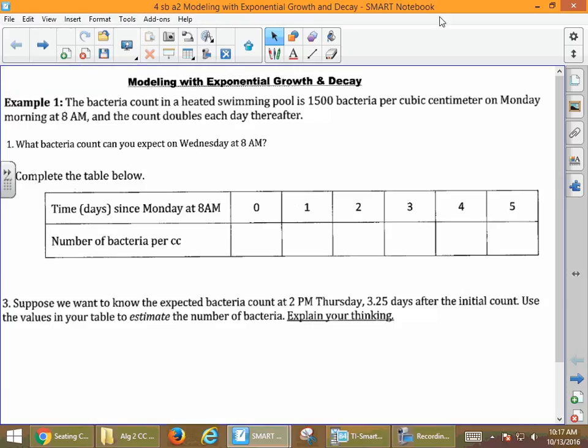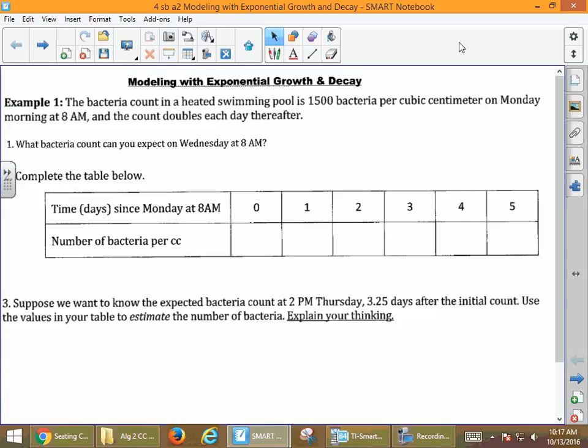We're going to model with exponential growth and decay. The first problem says the bacteria count in the heated swimming pool is 1,500 bacteria per cubic centimeter on Monday morning at 8 a.m. And the count doubles each day thereafter. Our first question says, what bacteria count can you expect on Wednesday at 8 a.m.? Well, let's make our table before we go ahead and answer that question.